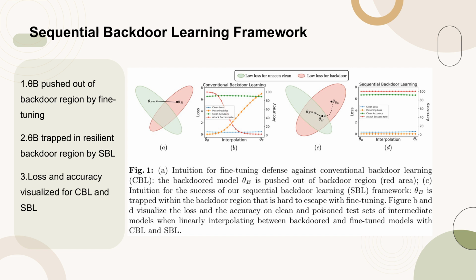Parts B and D provide visualizations of the loss and accuracy on clean and poison test sets for intermediate models when linearly interpolating between backdoored and fine-tuned models, comparing the outcomes of CBL and SBL. These visualizations highlight the resilience of the backdoor in the SBL framework compared to the vulnerability in CBL.